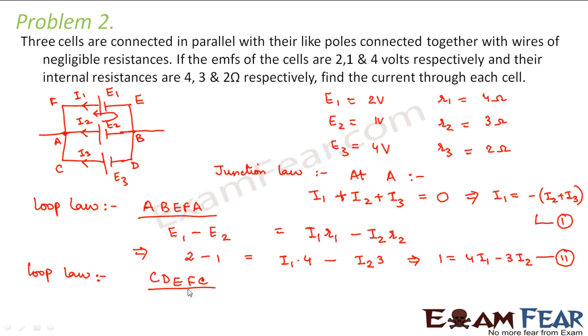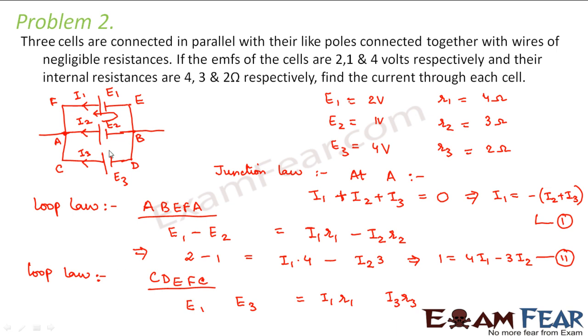It is just all about that. So now C, D, E, F, C. Here again, what are the EMFs involved? E1 and E3. And what are the resistances involved? R1 and R3. So current flowing through R1 is I1 and current flowing through R3 is I3.